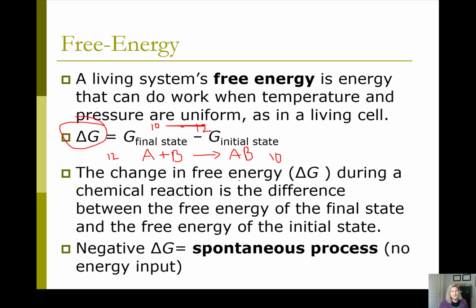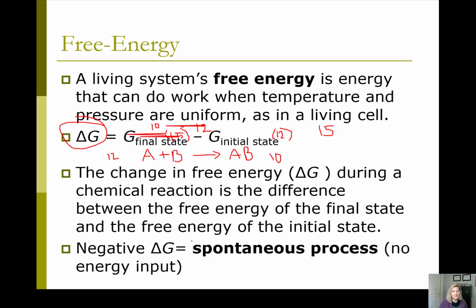If we had a positive free energy, then it does require energy input. So for example, if my final state was 15, I'm just going to write it in parentheses, 15, but my initial state was, say, 12, okay? I still need energy to make sure that the reaction takes place because there's not enough to make 15. So that would be an example of a reaction that requires energy input.